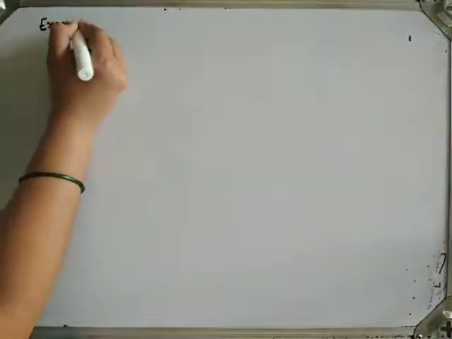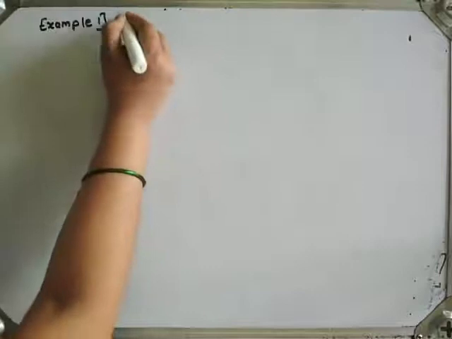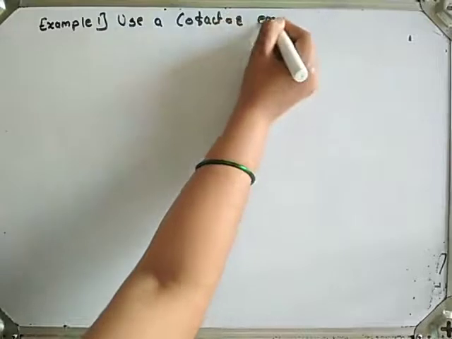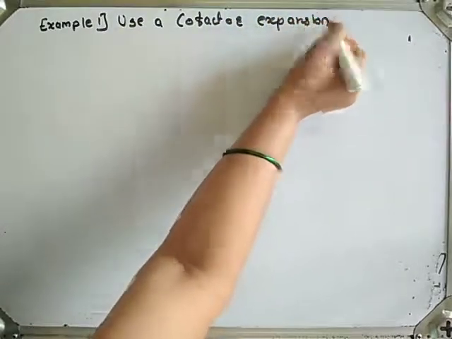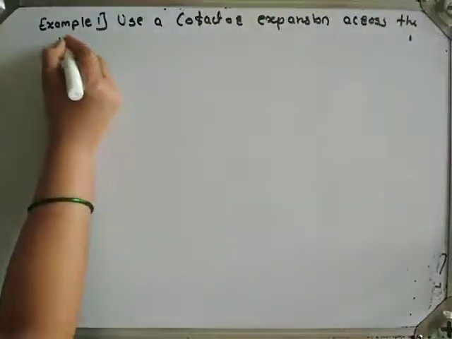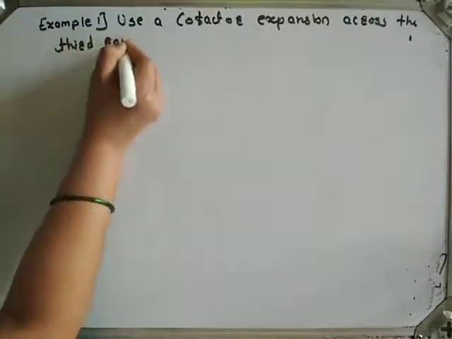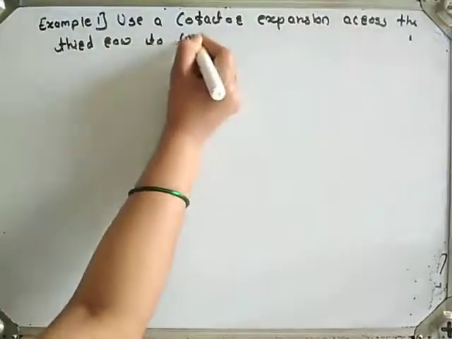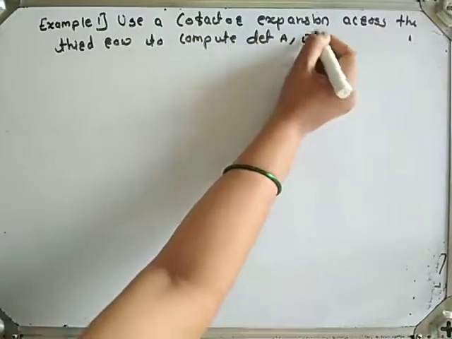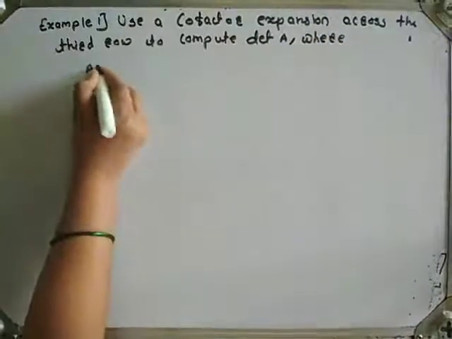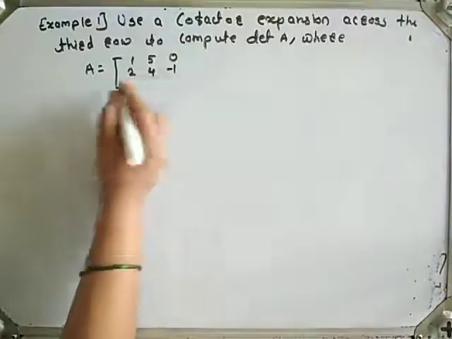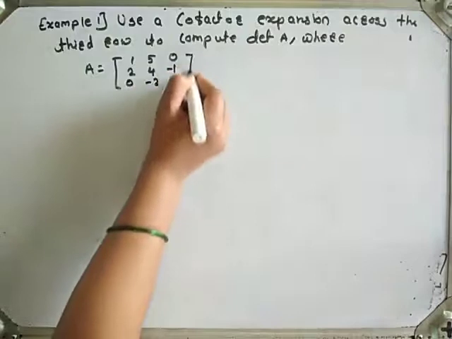Example number 1. Use a cofactor expansion across the third row to compute the determinant of A, where A is equal to the matrix [1 5 0; 2 4 -1; 0 -2 0].